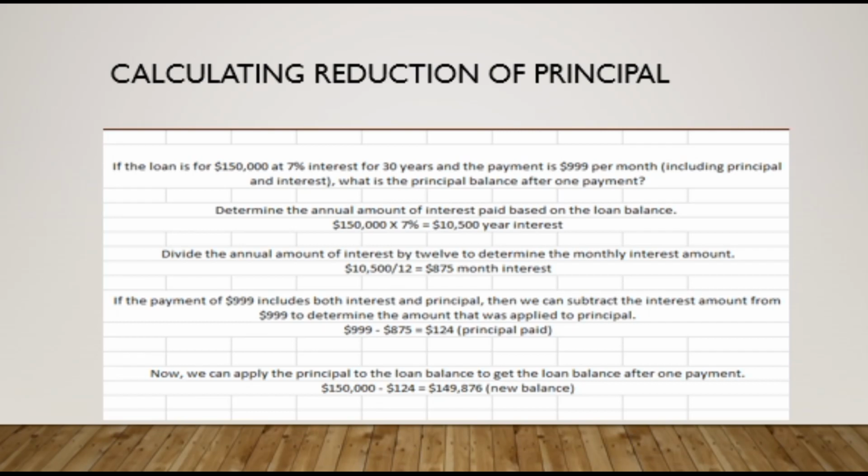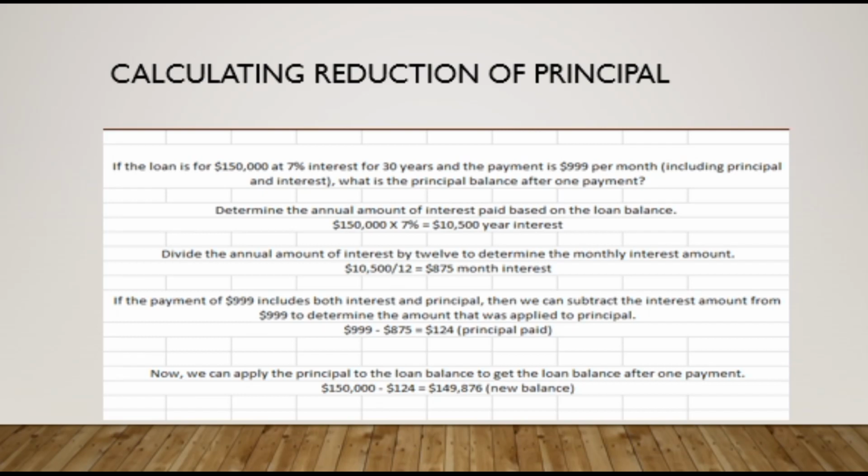So the total payment that we're paying per month is $999, and that includes both interest and principal. We subtract the interest amount from the $999 to determine the amount that was applied to the principal. So 999 minus 875 equals $124, that is the amount of principal paid.